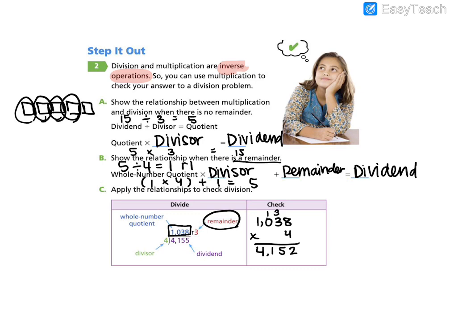In order to make sure we're actually checking, we had a remainder here. So in order to get our dividend, we need to add the remainder. Just changes that ones place because our remainder's in the ones. And we get our dividend of 4,155. So we know we solved this problem correctly.